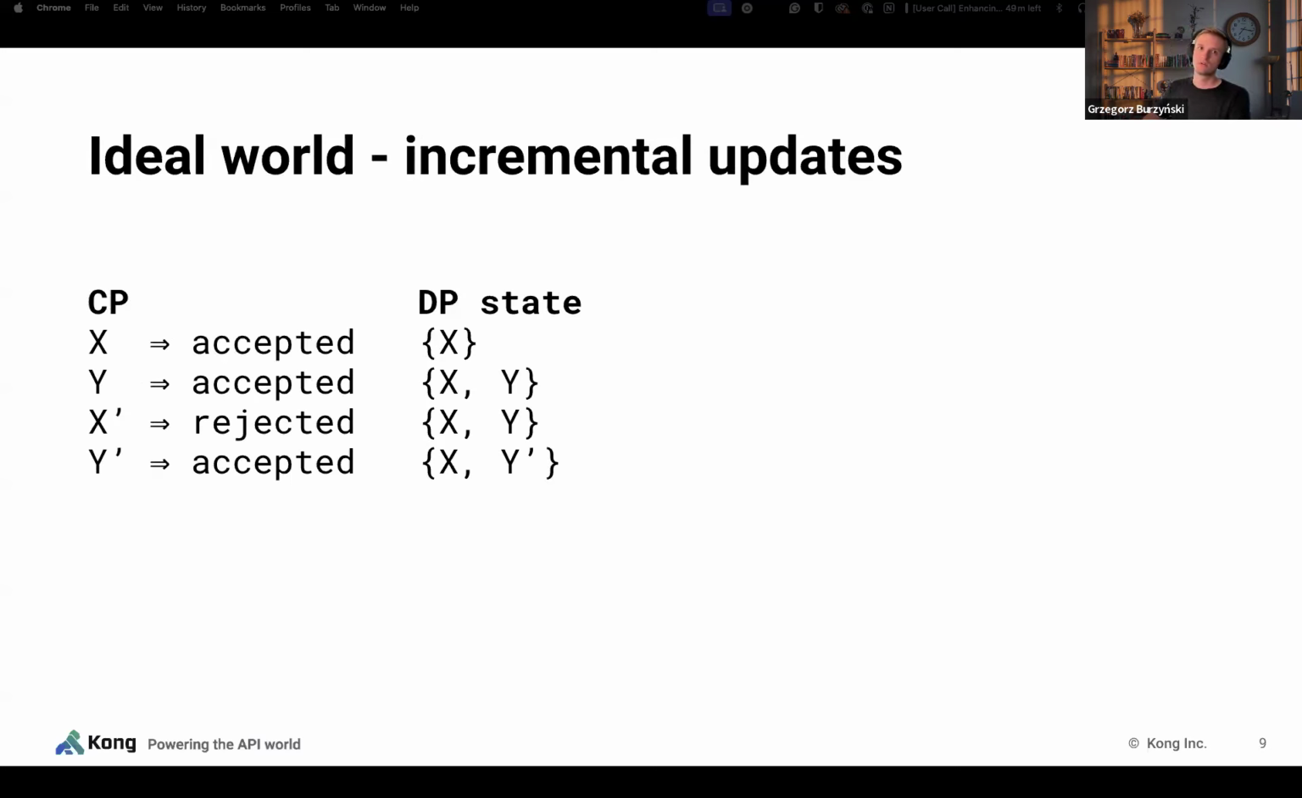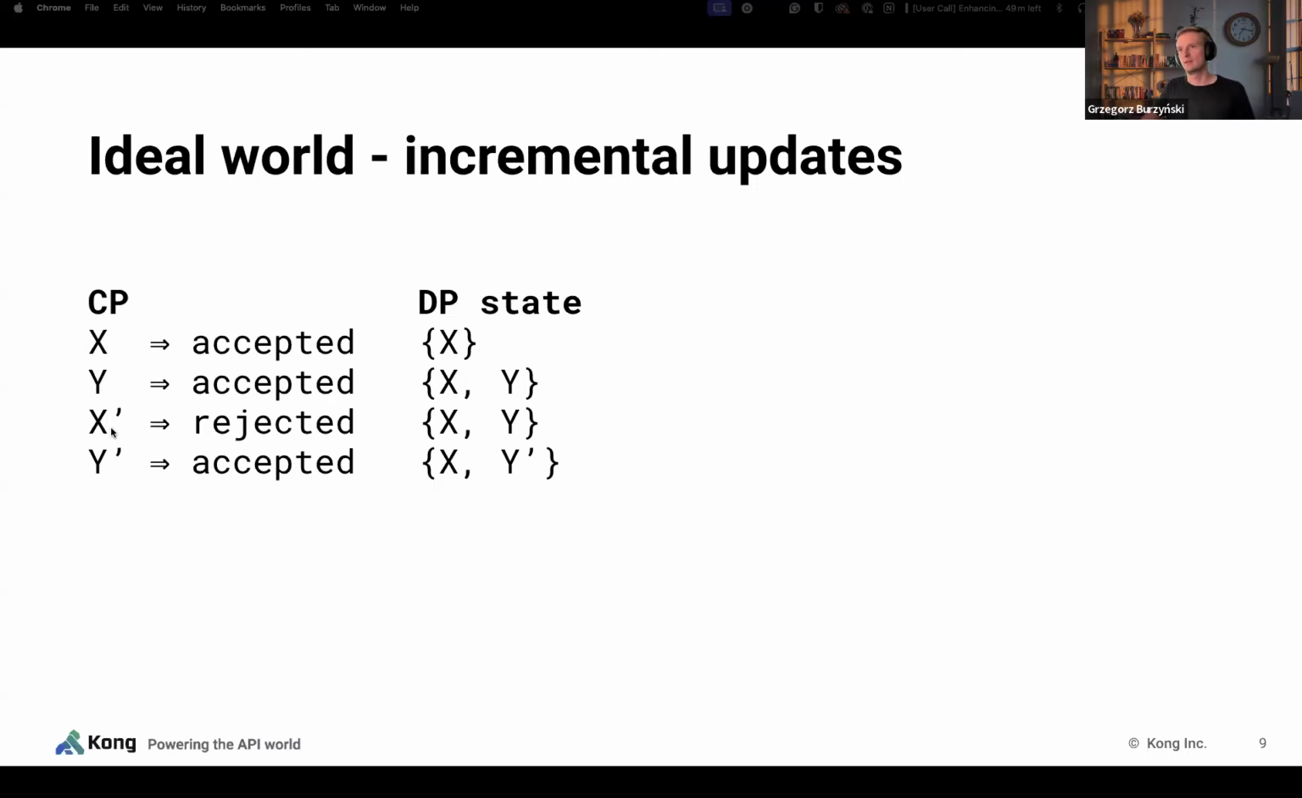In the ideal world, where we could send independent configuration updates, we'd have the situation slightly changed. On the left side, we have the configuration blobs sent to the gateway by a control plane. On the right, there is an actual DP state. And after sending an initial set of valid X and Y, DP gets into an XY state. As you can see, both of these updates are separate.